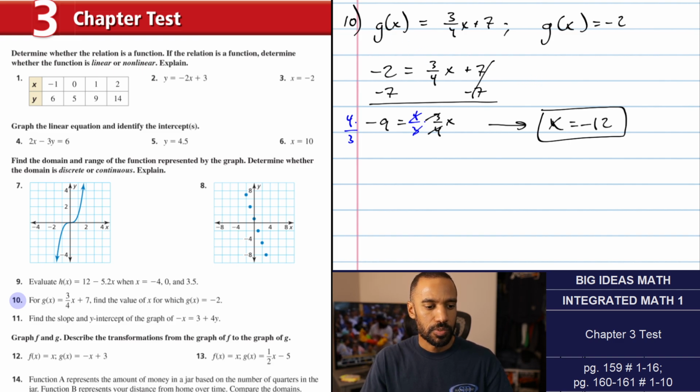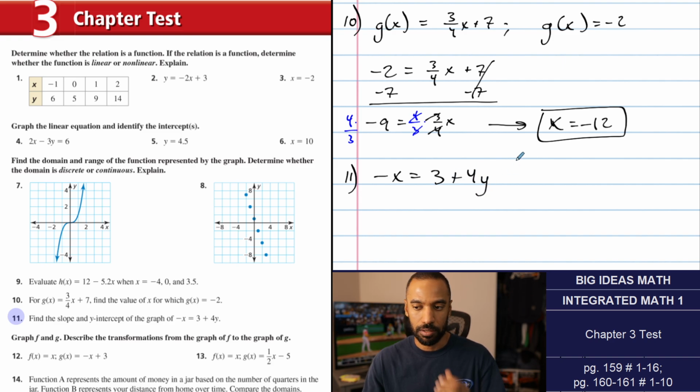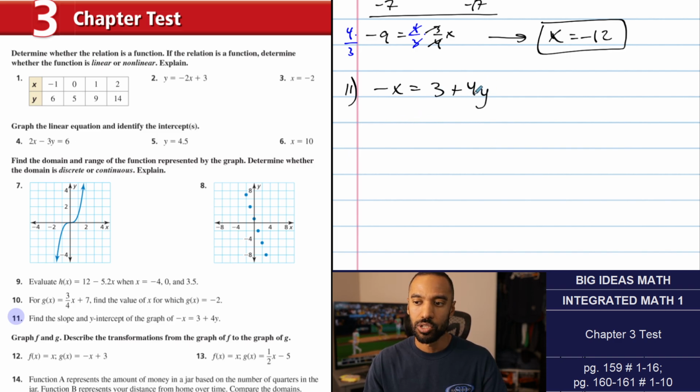Number 11 says find the slope and y-intercept of the graph of this one here. Now, this is neither in standard form nor slope-intercept form, but it sounds like this time we'd really want to do a little more slope-intercept form work for this equation. If we can get y by itself, then our y equals mx plus b will tell us what the slope is and what the y-intercept is. So let's get this 4y by itself. Let's subtract 3 from both sides.